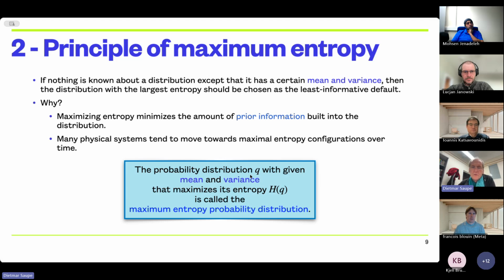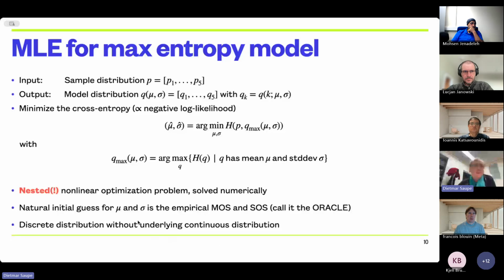So the probability distribution Q with a given mean and variance that maximizes this entropy H of Q is called the maximum entropy probability distribution. For our paper, of course, in other situations you have other prior information, and then it's a little bit different. So again, we have to estimate the parameters mu and sigma with maximum entropy. So it's the same input, same output, and we minimize again the cross entropy. But now in the cross entropy here, the model is Qmax, namely the maximum entropy distribution. That, again, is an optimization: we have to maximize the entropy over all quality distributions Q with a prescribed mean mu and standard deviation sigma.